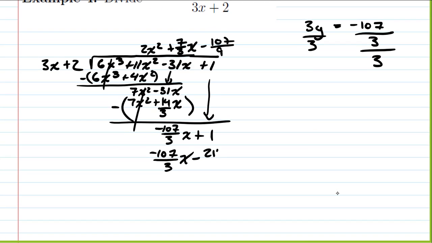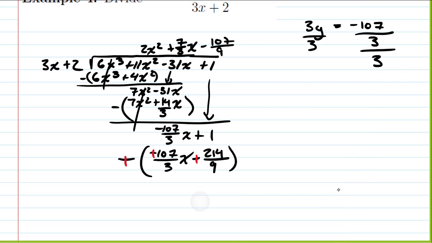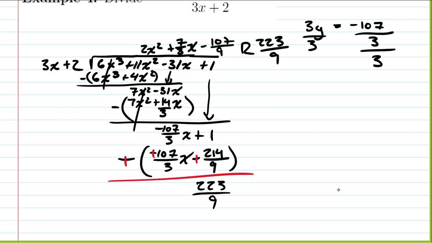So negative 214 over 9, and then we subtract, but be very careful with all those minus signs, right? So then we have 1 plus 214 over 9. So 1 plus 214 over 9 gives us 223 over 9. And that's going to be our remainder, right?